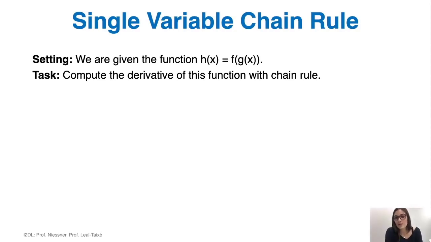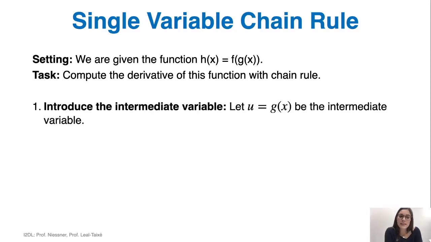And we have now 4 steps that you need to follow in order to use the chain rule and to determine the correct derivative of this function. So let's look at these steps. The first step is the introduction of an intermediate variable. So the intermediate variable here will be our variable u, which is defined to be g of x. This is our intermediate one because it's the one inside the function of f. So if we just call it u, then we can write our function h of x as f of u.